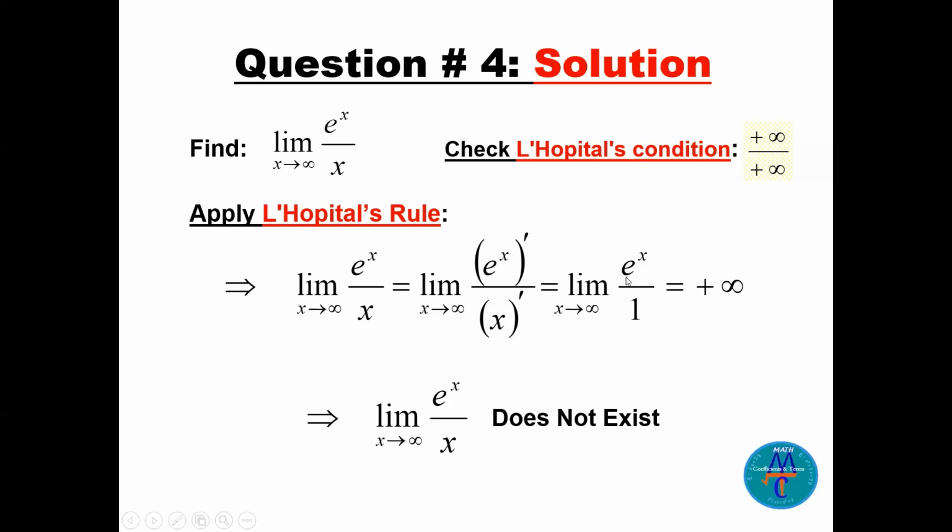Now, this is the final step here. The limit of e to the power x, as x goes very large to infinity, will be plus infinity. So we say the limit does not exist because there is no specific number.